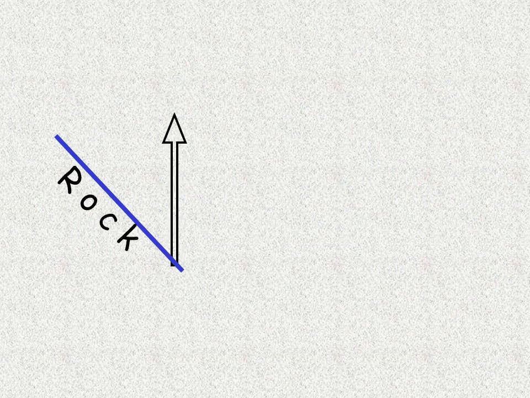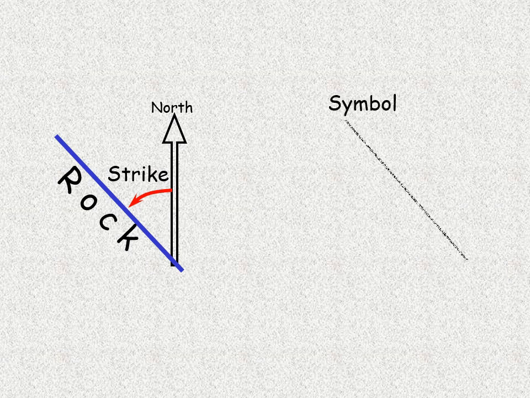If the rock surface direction is like that, and if this is the north, the angle between the north and the rock surface is called the strike. Generally, the strike is recorded on maps that are horizontal surface representations. So to show the direction of the rock, you just draw a line to represent the strike.